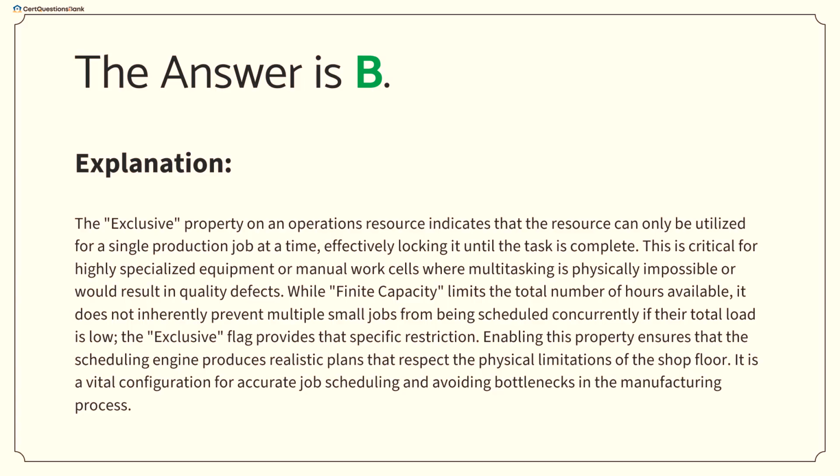The exclusive property on an operations resource indicates that the resource can only be utilized for a single production job at a time, effectively locking it until the task is complete. This is critical for highly specialized equipment or manual work cells where multitasking is physically impossible or would result in quality defects. While finite capacity limits the total number of hours available, it does not inherently prevent multiple small jobs from being scheduled concurrently if their total load is low. The exclusive flag provides that specific restriction.